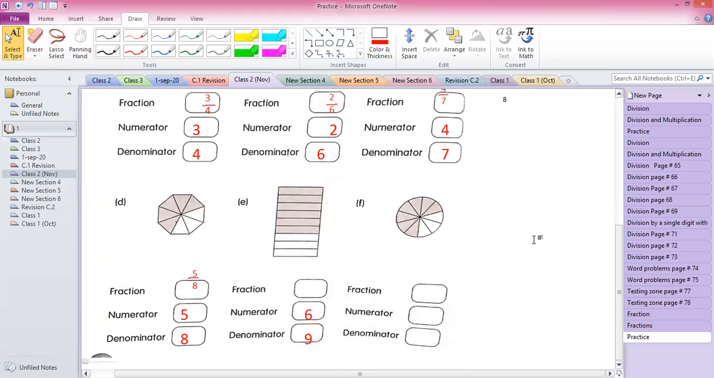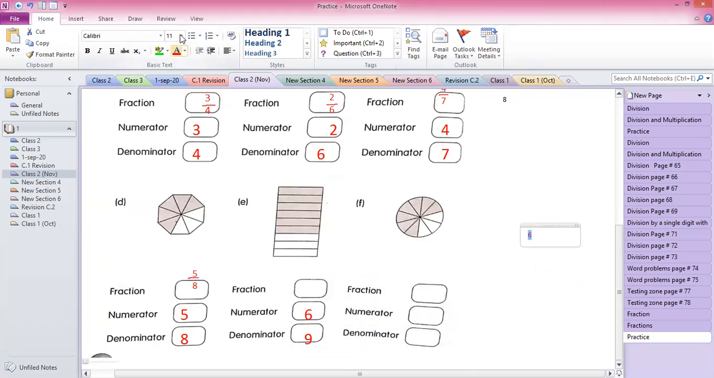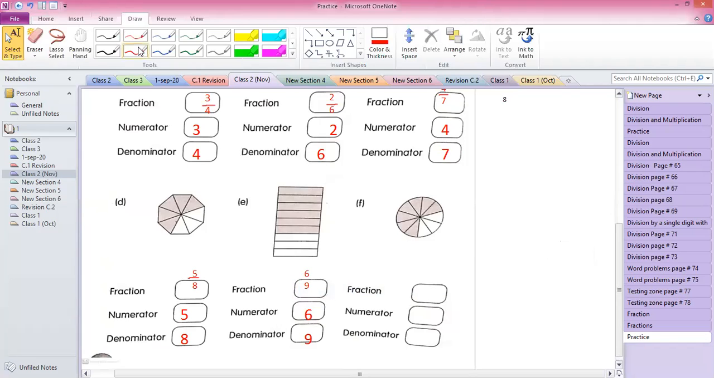What will be the fraction of it? It will be 6 over 9. Then you will write 9. Six over 9. Very good.